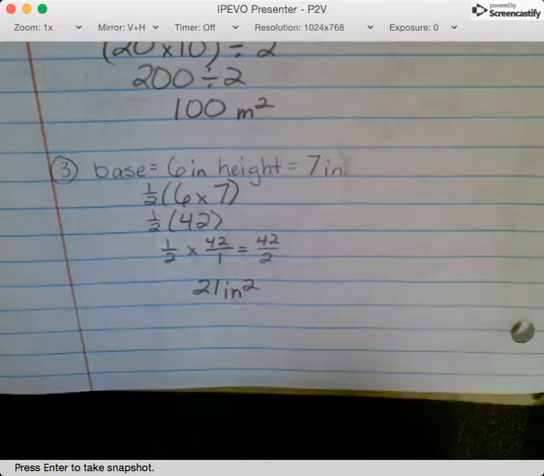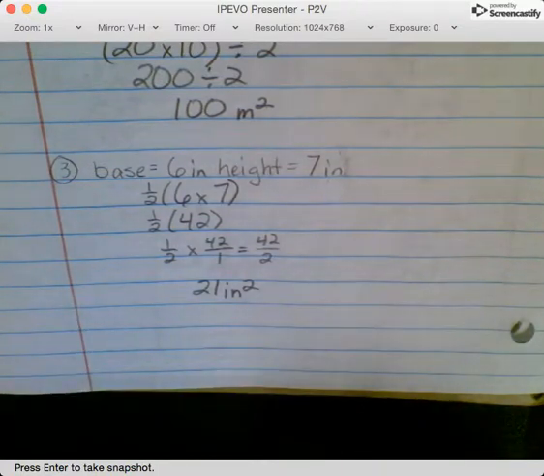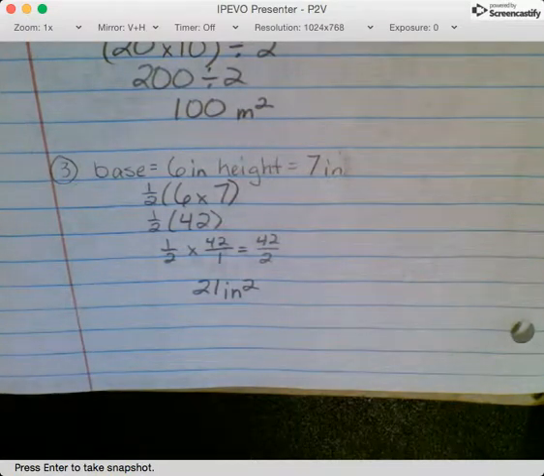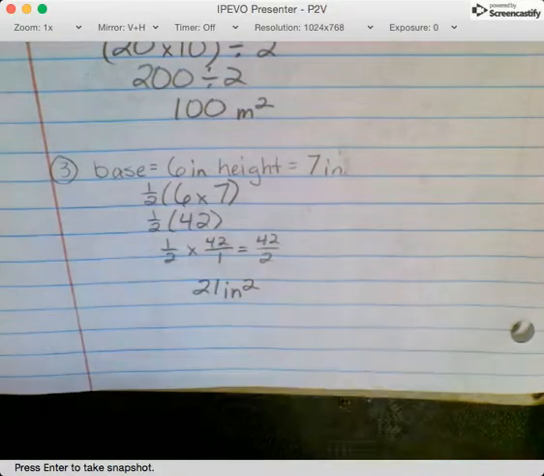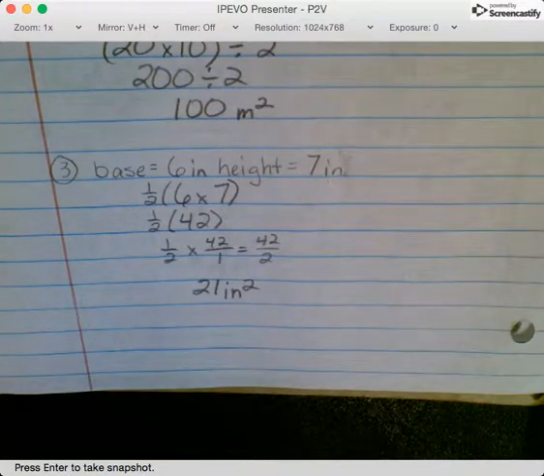The reason we use that inches squared or meters squared is because we are taking meters times meters, or inches times inches, or centimeters times centimeters. So that makes those in square units. That would be it for my examples of triangles.